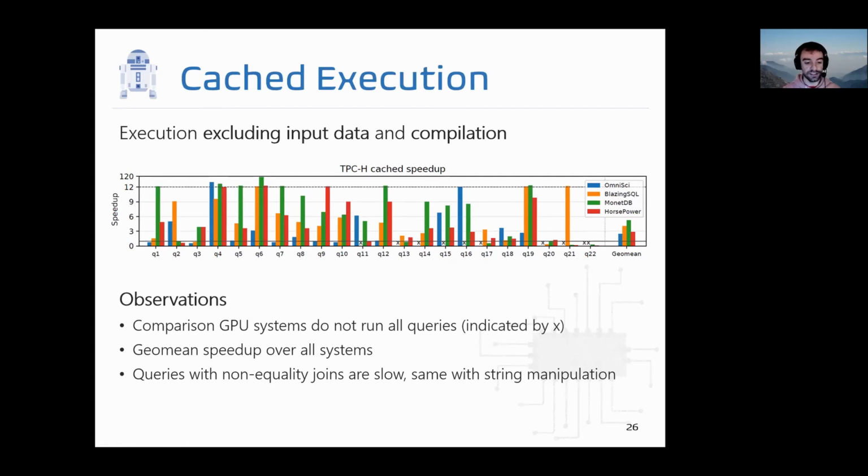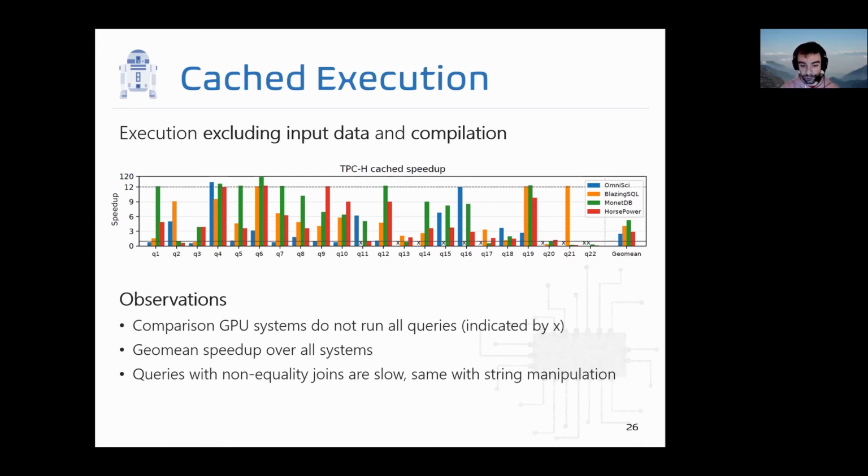So the observation out of this is firstly that the comparison GPU systems do not run all queries. This is indicated by an X inside of the graph, where we have no support for the queries, which either means that they didn't run the query or they produced the incorrect result. Considering only the ones that did run, we have the following geometric speedups, which indicates that we actually perform better than all the other systems on both the GPU and CPU side in the cache scenario.